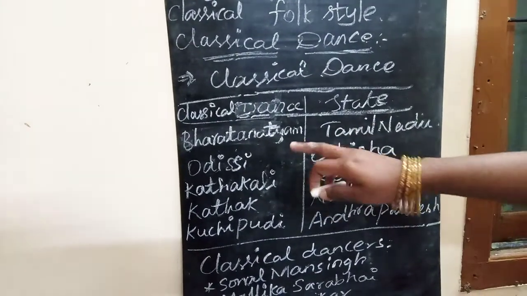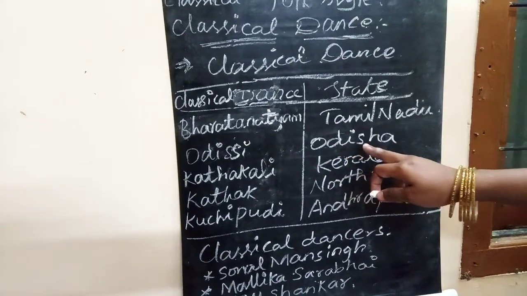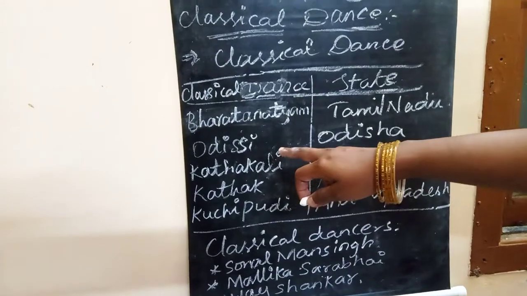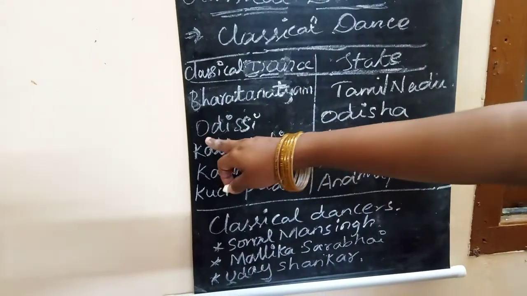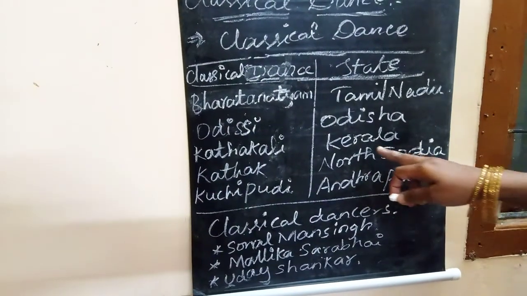And the Tamil Nadu classical dance is called Bharatanatyam. The second state is Odisha, O-D-I-S-H-A, Odisha, and the Odisha classical dance is called Odissi, O-D-I-S-S-I, Odissi. And the third one is Kerala.